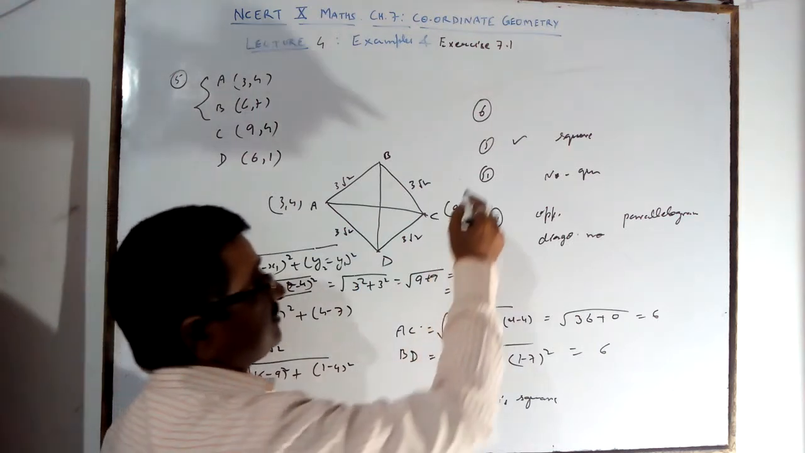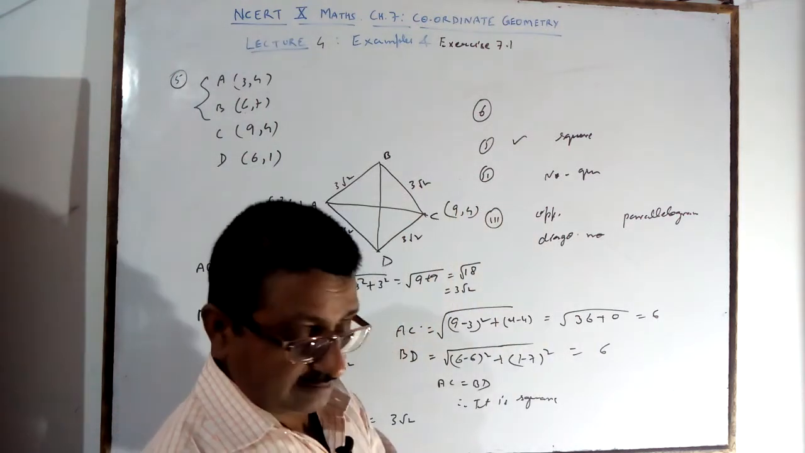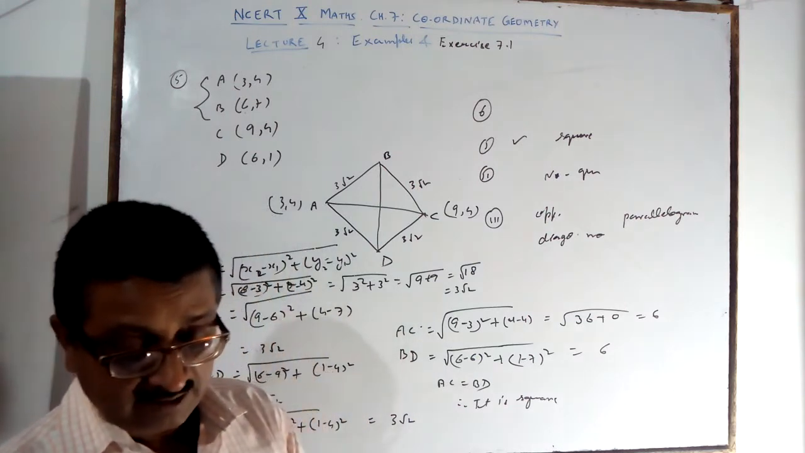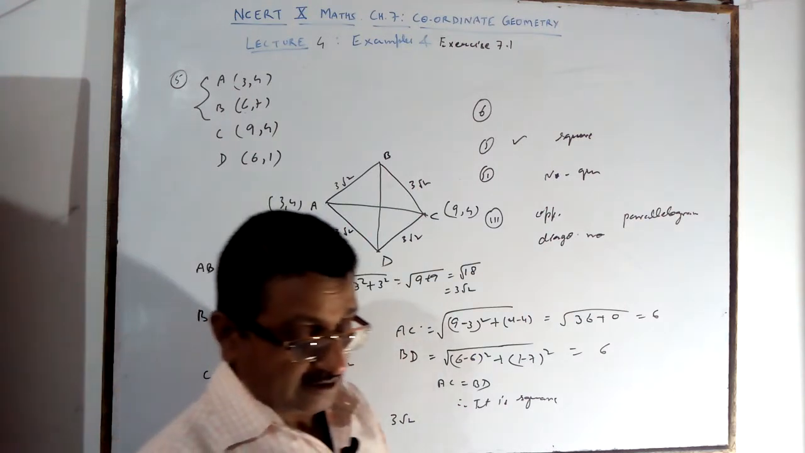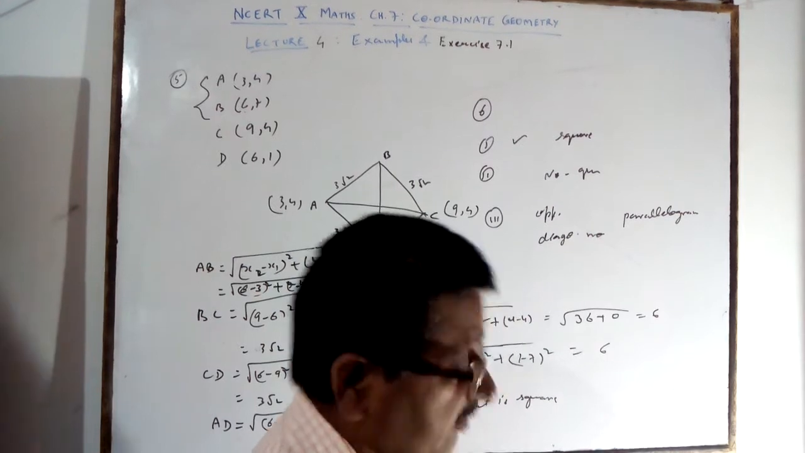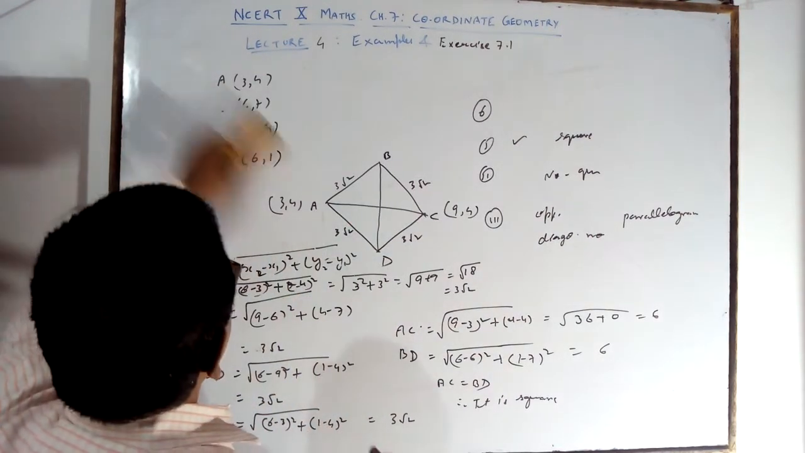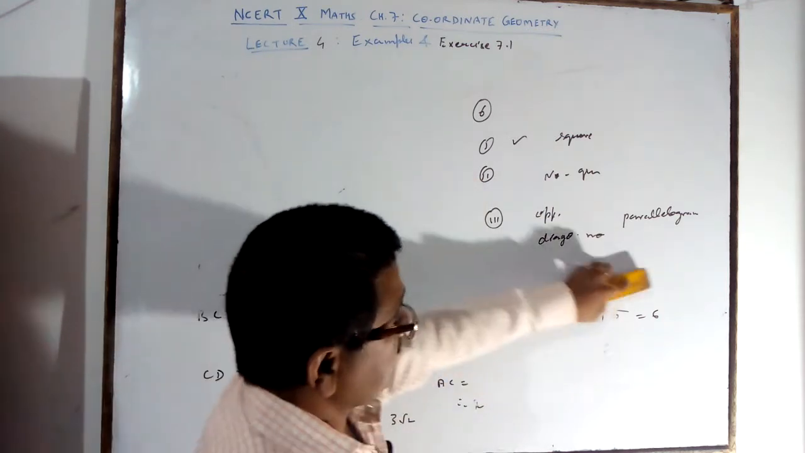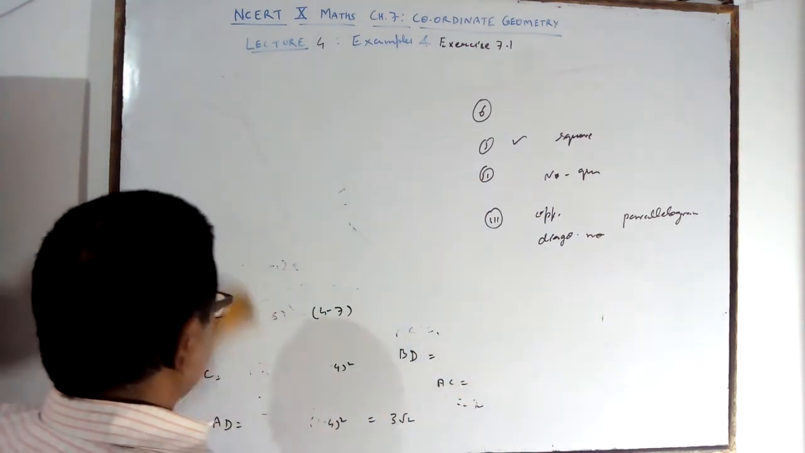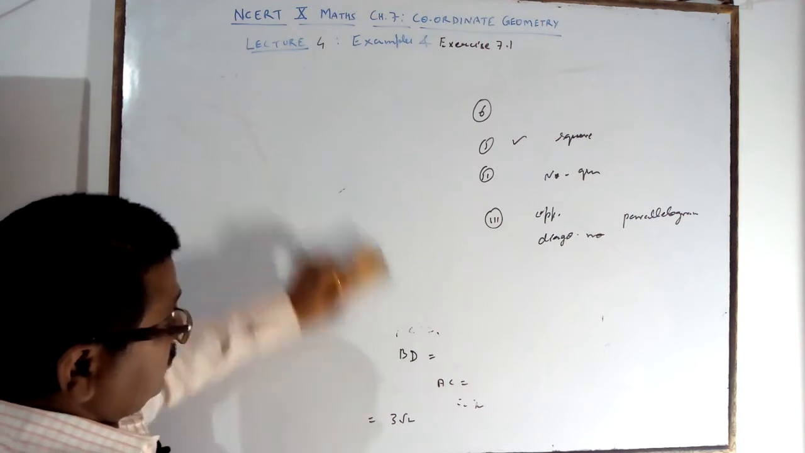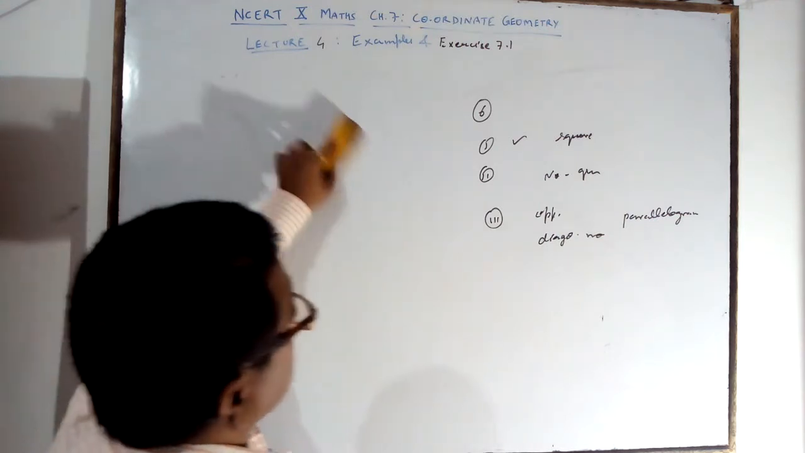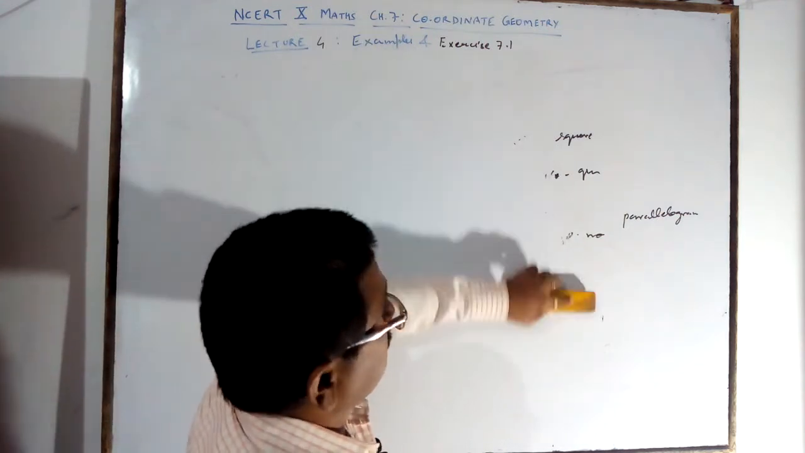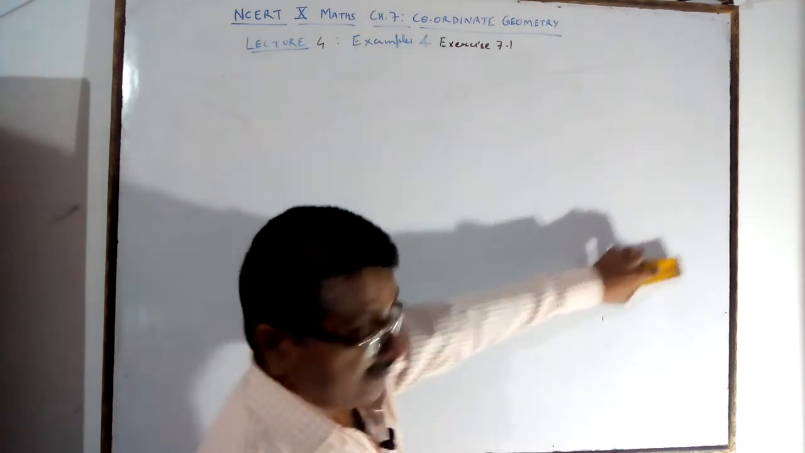So by the distance formula you calculate. Question number 6 has given points, but the second one is not forming a quadrilateral. This is also calculated by the distance formula. How will you calculate this? It is all using only one formula: the square root of (x2 minus x1) whole square plus (y2 minus y1) whole square. Question number 7 is given.